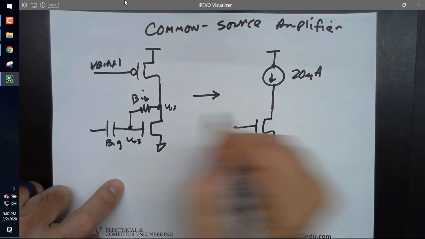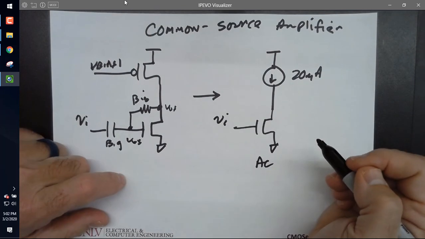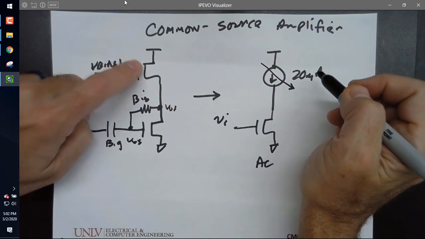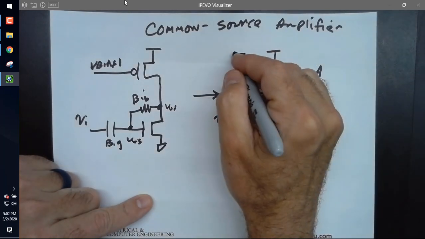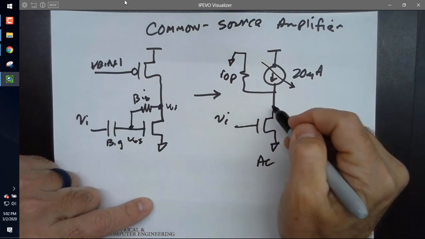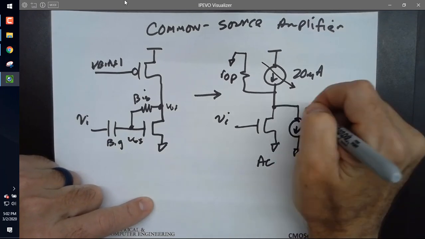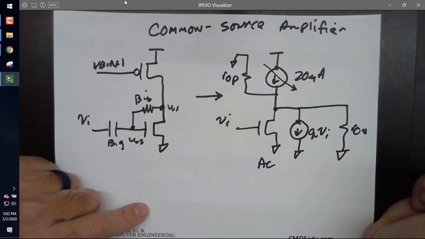If this is my VN, this is AC, I would replace this with what? What do I replace this with? An R out. And then what do I have here? I know I'm doing it pretty fast, but once you start doing it and you read the book, it hopefully will make sense.